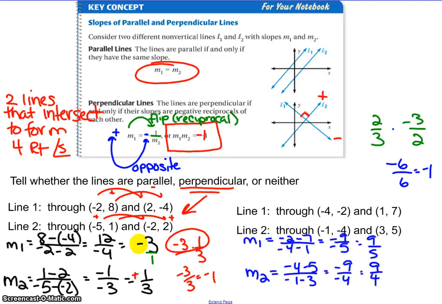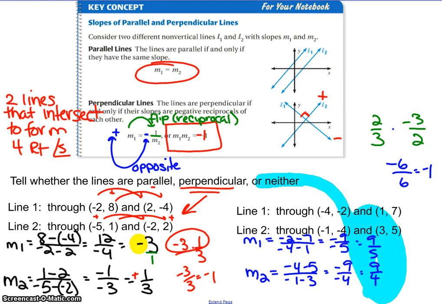All right, so in this case, once I found the line 1 slope, I got 9/5, line 2 is 9/4. So again, not equal. They're both positive, so I don't have opposites, so there's no way they can be perpendicular, so there's a situation where it's going to become neither. And that is possible.